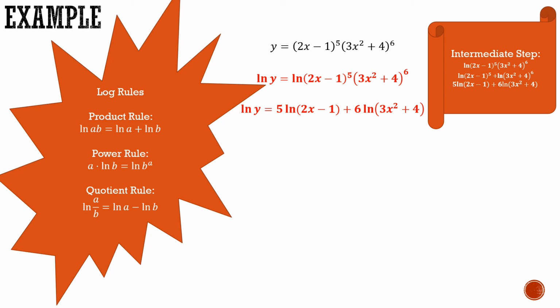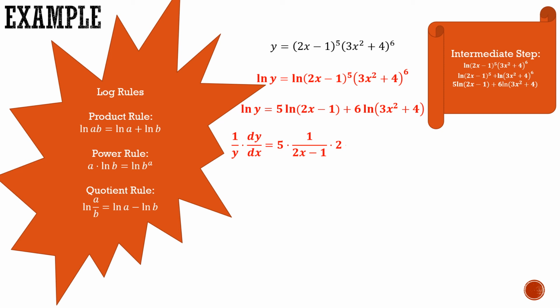Again, all I did was make it addition since it was initially multiplication, and then I dropped my exponents down to the front. Once I have that done, all I need to do is take the derivative of both sides. And so again, I'm going to take the derivative of ln y, which we know is 1 over y dy dx. Again, don't forget, when you take the derivative of y, you have to add that dy dx. And then that equals the derivative of 5 ln 2x minus 1.